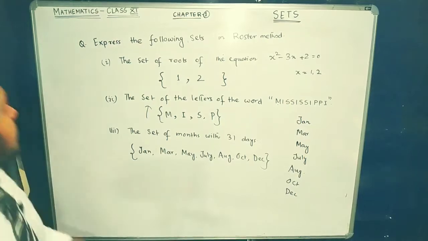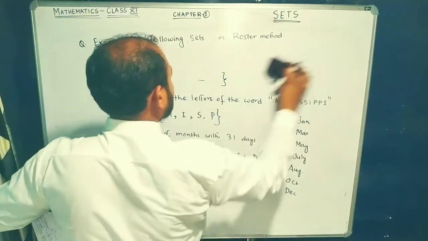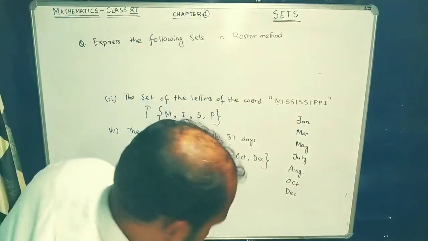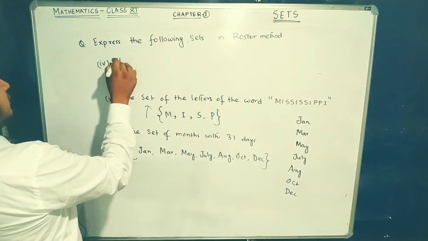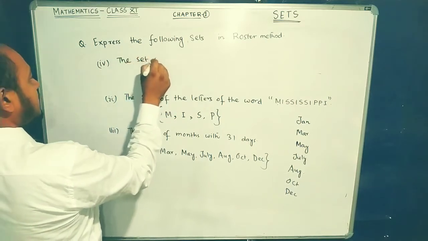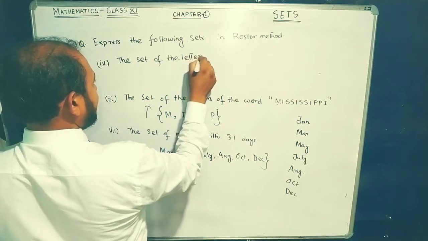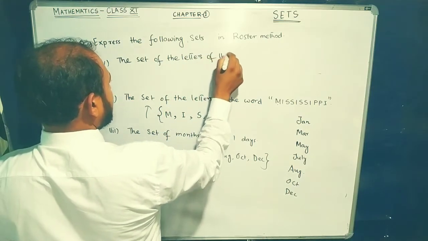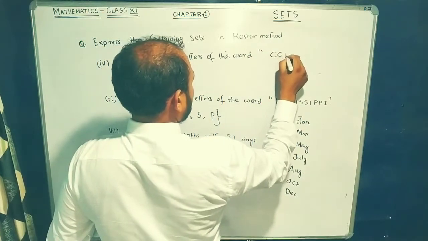Let's move to question number 4, and you try to do it. Very easy, same as this one. The set of the letters of the word coffee.